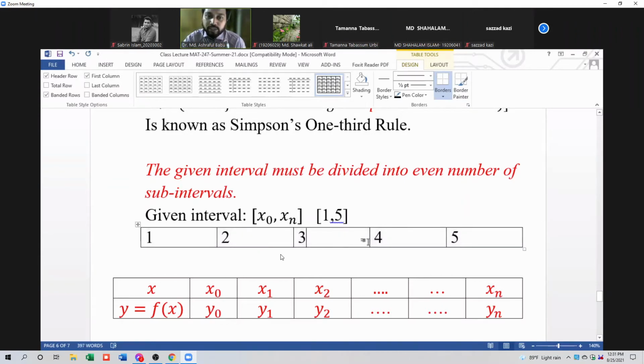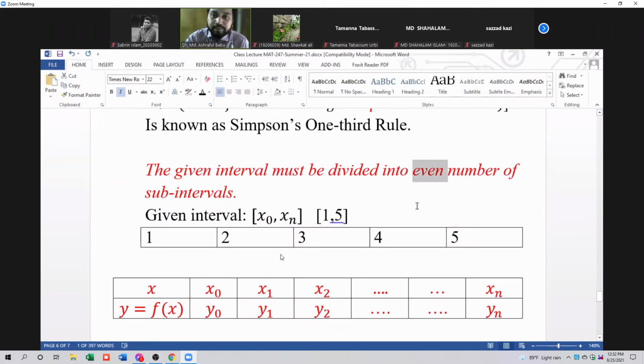That's 1, 2, 3, 4, 5. How many numbers do you get? You get 5 numbers. So 5 numbers create 4 intervals, and 11 numbers create 10 intervals, like 8 numbers create 7 intervals. So if you need even intervals, you must have an odd number of points. Is it clear to everybody? So this is what even interval actually means. Okay.